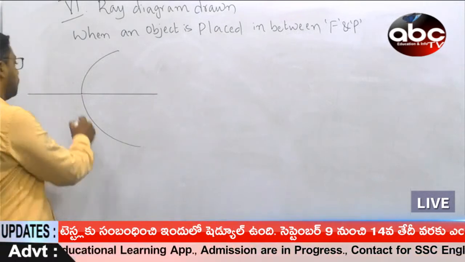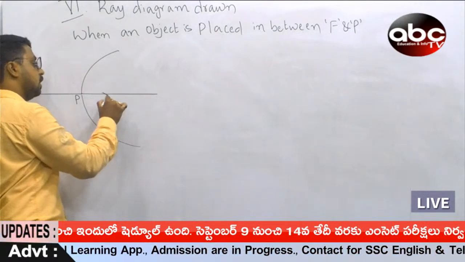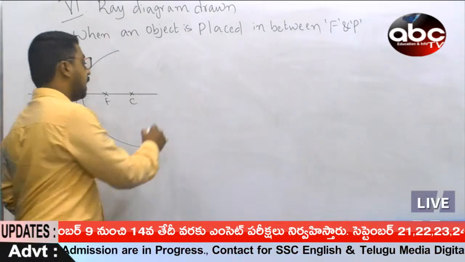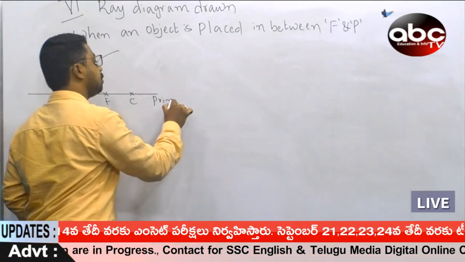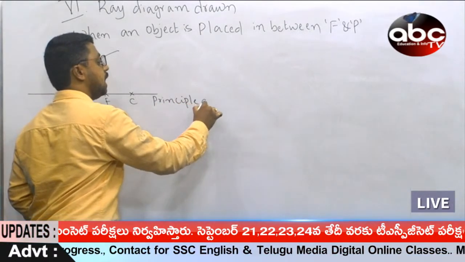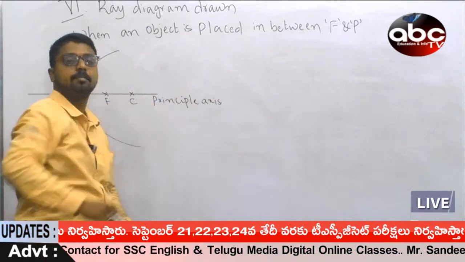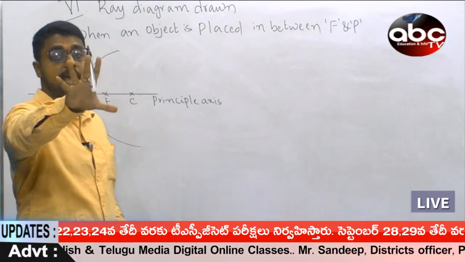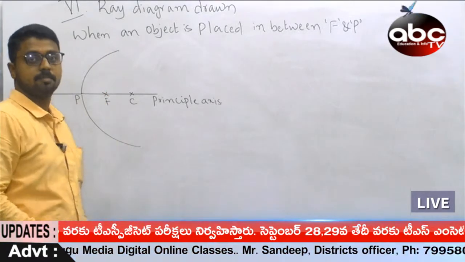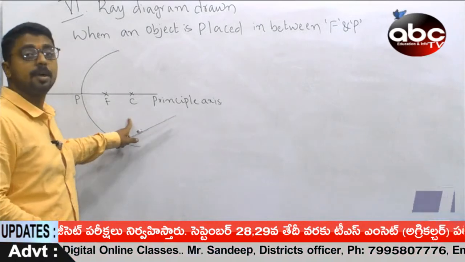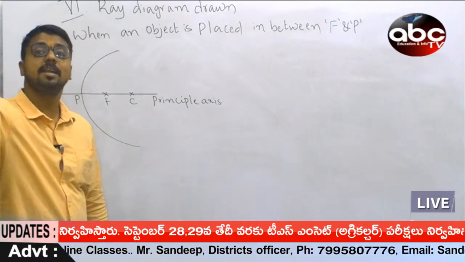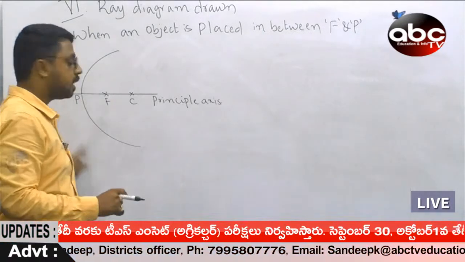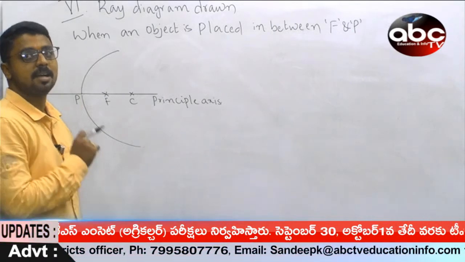Let us take, this is the pole, this is the focus, this is the center of curvature, and of course this is the principal axis. The five ray diagrams discussed so far are one thing, but this is another. Just now I said here we are going to use anti-parallel rays, not parallel. In the images so far, you will observe a difference here. What is that? Let us come to this.